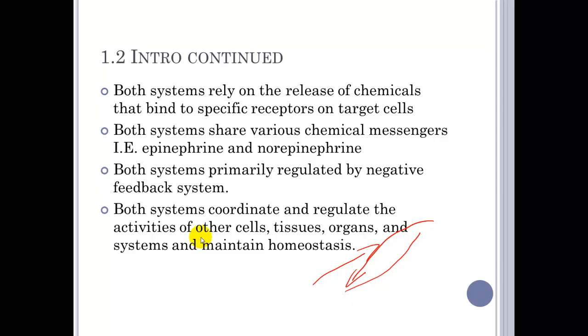Both systems coordinate and regulate the activities of other cells, tissues, organs, and systems, and maintain homeostasis. And if we want to think about homeostasis as balance, that would be a good thought process to have. Example, we lose fluid and we become hypovolemic. Heart rate increases, vascular constriction occurs, and this is to maintain the blood pressure to the cellular environment. So homeostasis is maintained, or balance is maintained.